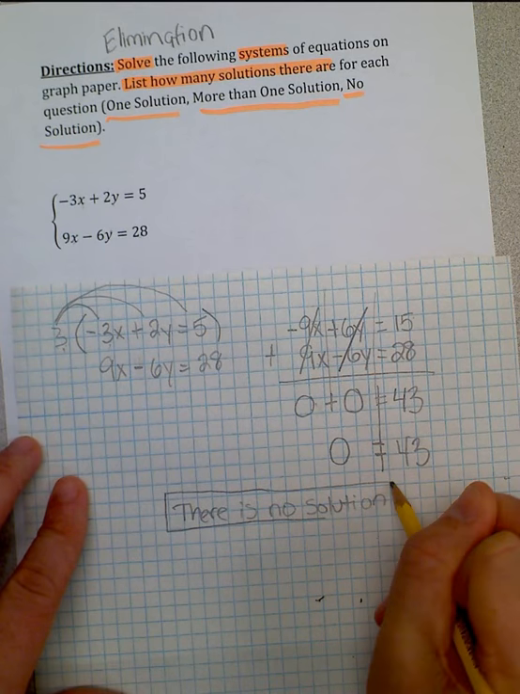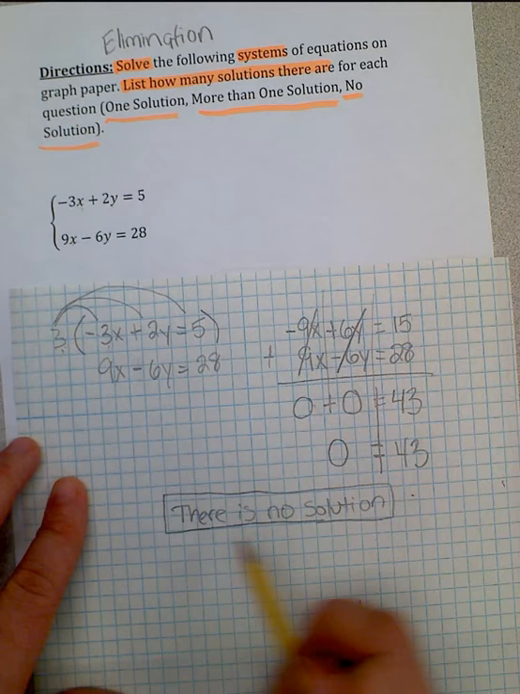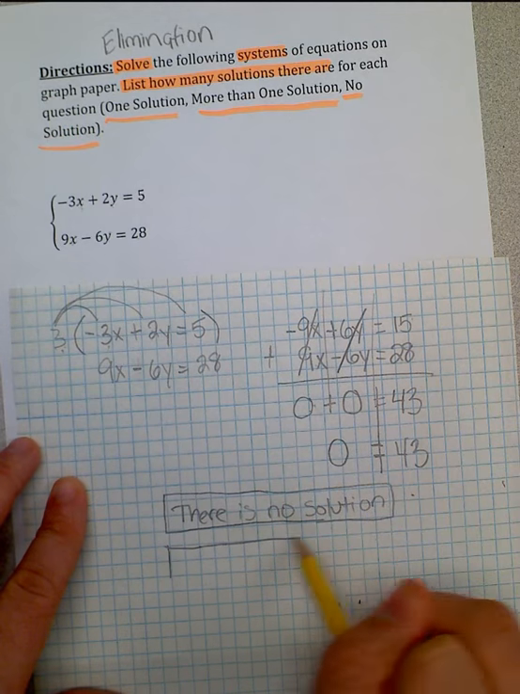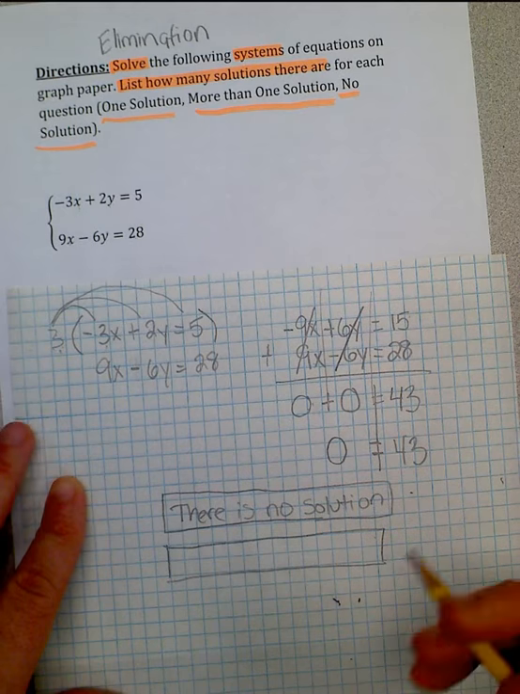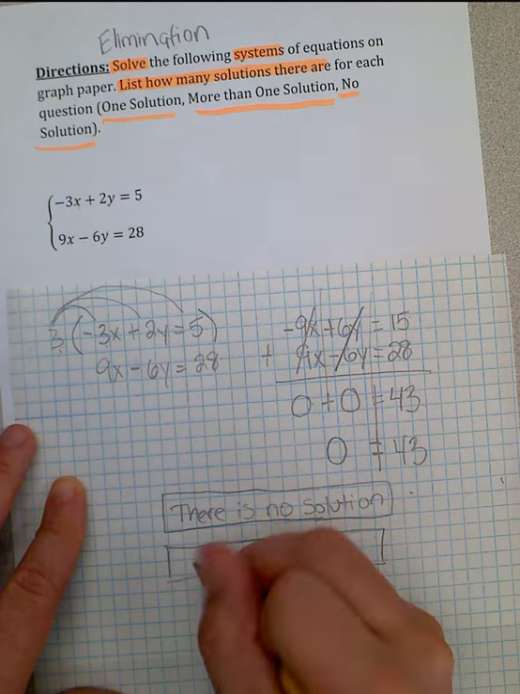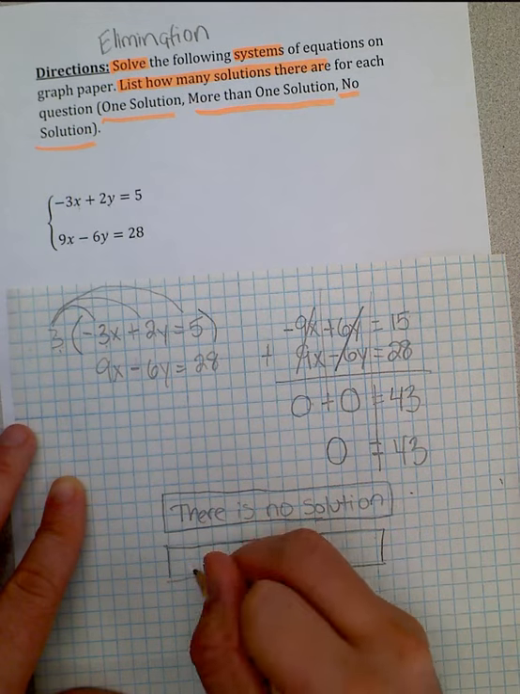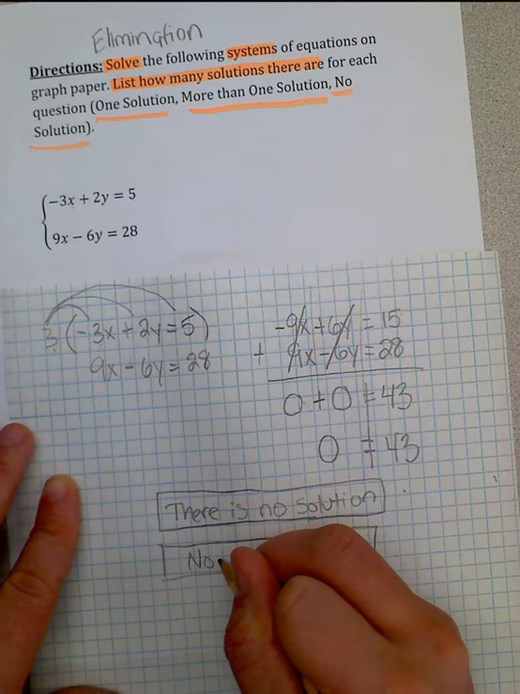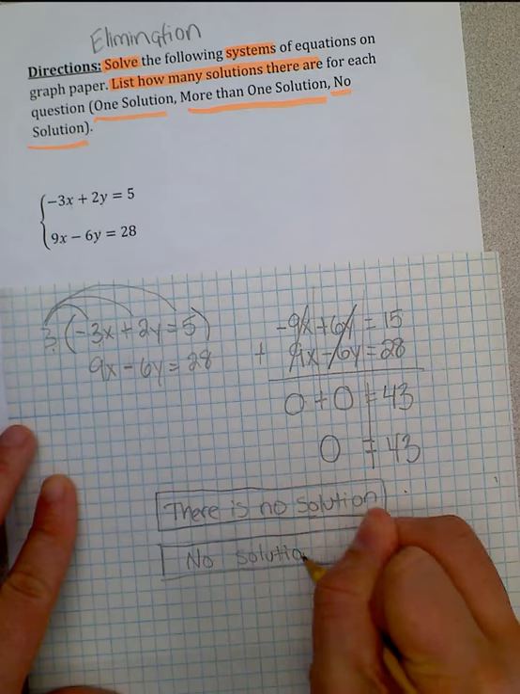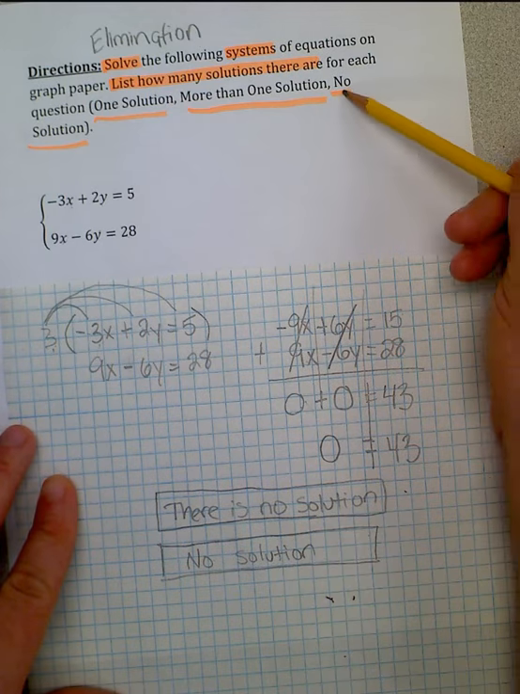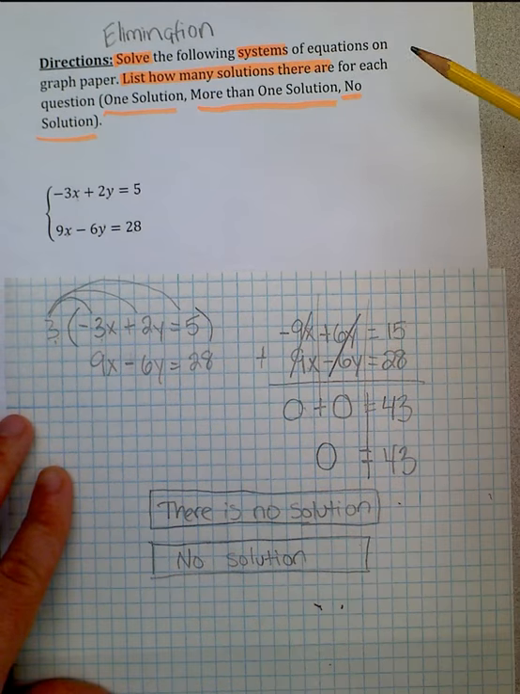And as for how many solutions there are, well, how many describes no? Right, 0. So there is no solution. How many solutions? None. Or I can just write no solution as the directions told me up here. And that is how you use the elimination method.